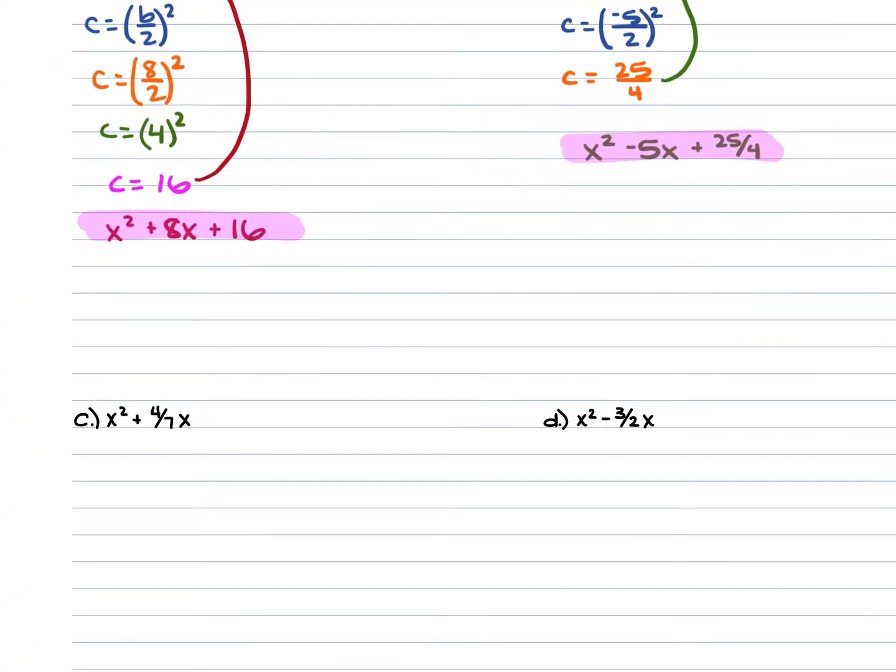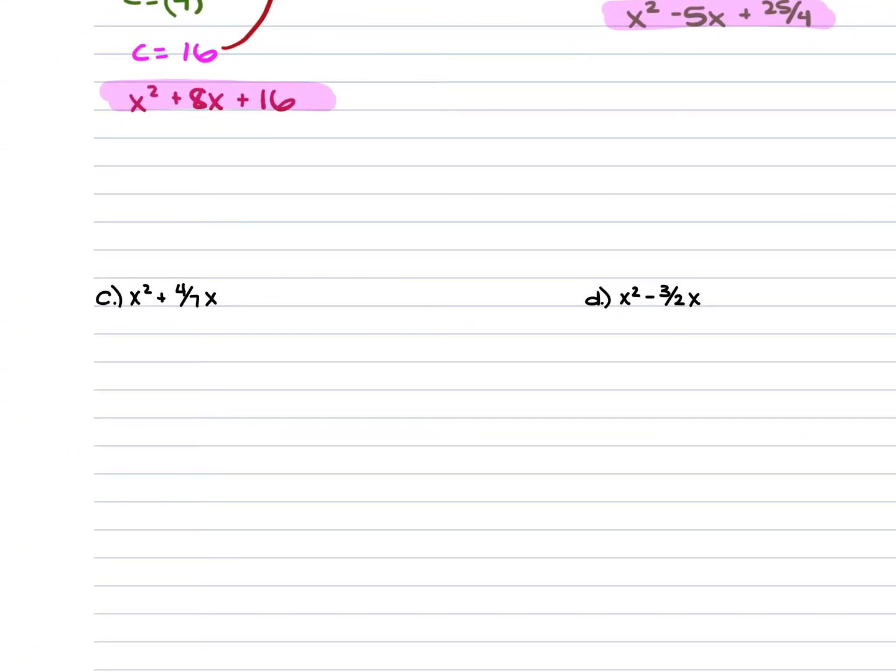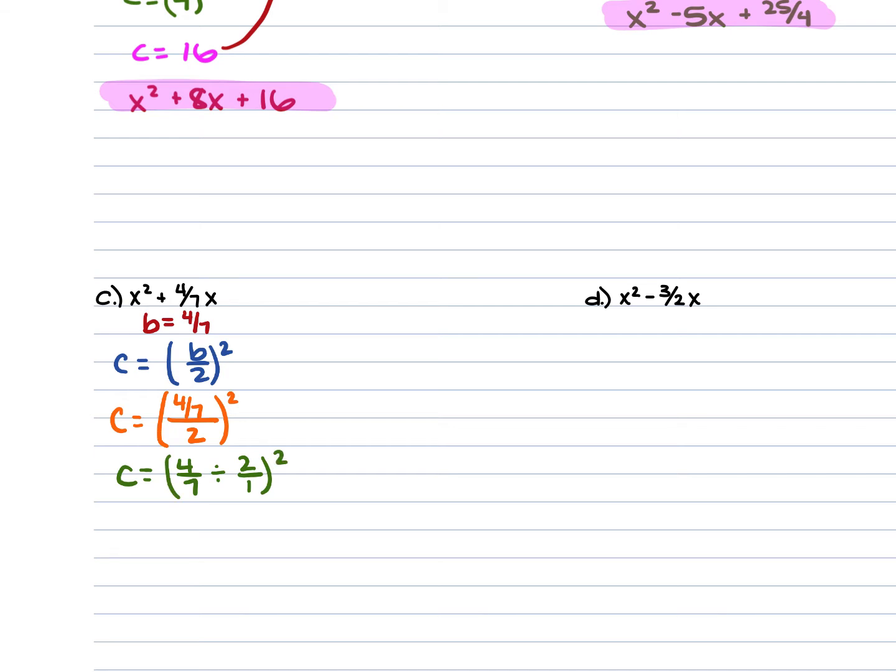For example C, we have x squared plus 4 over 7x. Our b term here is 4 over 7. Again, to find our new c term, we're going to do b over 2 squared. So that's going to give us 4 over 7 divided by 2 squared. Rewrite this as a division problem. So c is equal to 4 over 7 divided by 2, or 2 over 1, squared.